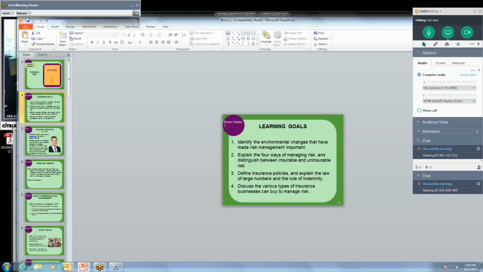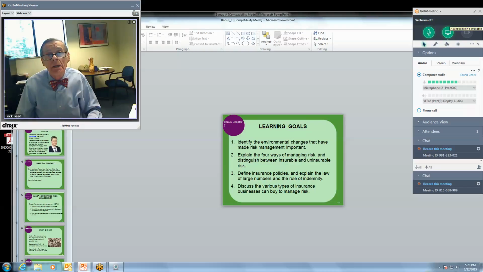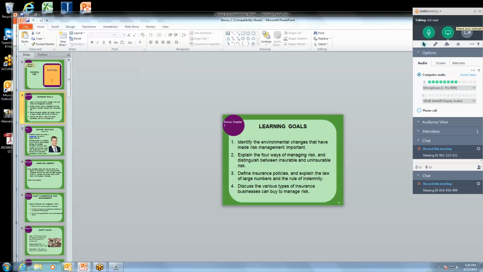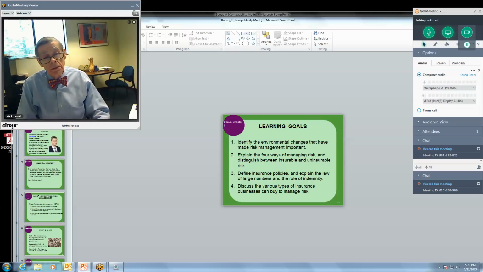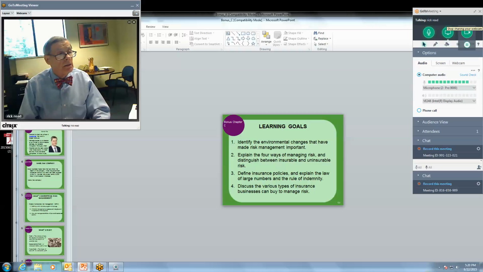Okay, 5:20, we're back. We're going to talk about the learning goals for this chapter, Managing Risk. Identify the environmental changes that have made risk management important. Explain the 4 ways of managing risk and distinguish between insurable and uninsurable risks. Define insurance policies and explain the law of large numbers and the rule of indemnity. And then finally, discuss the various types of insurance businesses can buy to manage risk.